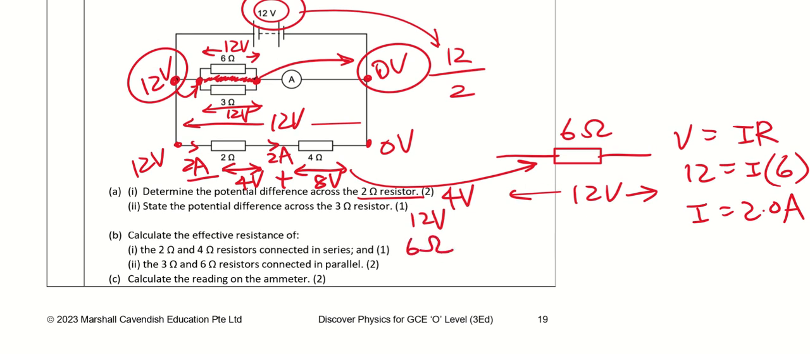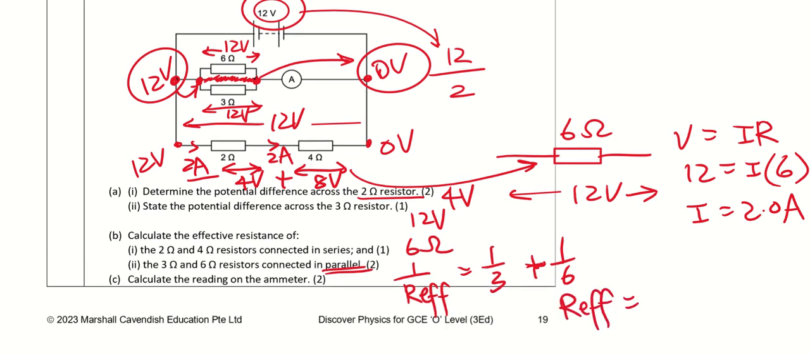Now calculate the effective resistance of the 2 and 4 ohm connected in series, which will be 6 ohm. We have done that calculation. For the 3 ohm and 6 ohm, because they are in parallel, I use 1 over R effective equals 1 over 3 plus 1 over 6. Please don't forget to flip your answer. So in the end, your R effective is equal to 2 ohm.